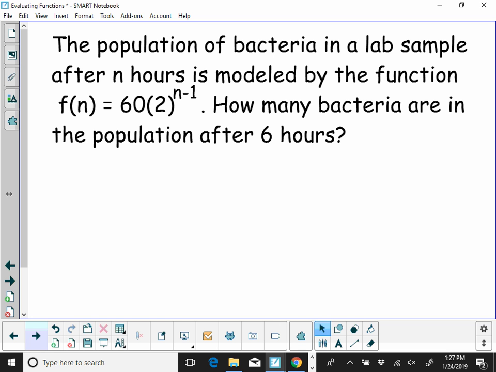All right, the population of a bacteria in a lab sample after n hours is modeled by the function f of n equals 60 times 2 to the n minus 1. How many bacteria are in the population after 6 hours? Okay, where does 6 go? For n.